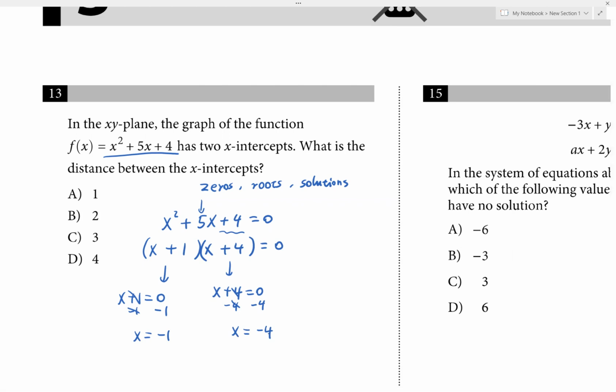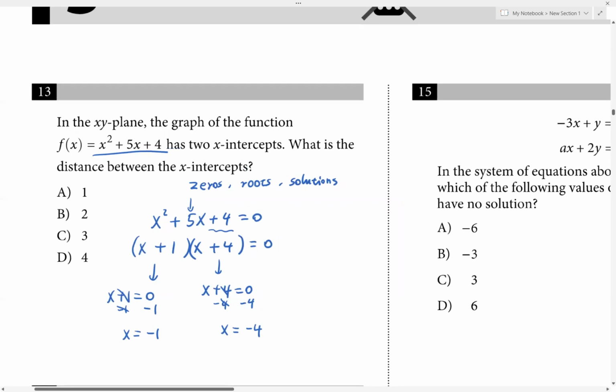But for this question, we're not looking for exactly the solutions, but the distance between the two, right? So these two will be the solutions or the x-intercepts. So what's the distance between the two numbers? Well, we go from -1 to -4. Distance should be 3, right? They are 3 units apart. Or we can just subtract them, right? So -1 minus -4 to find the difference, and -1 plus 4, which again equals 3. Okay, so that should be our final answer for 13, letter C here.